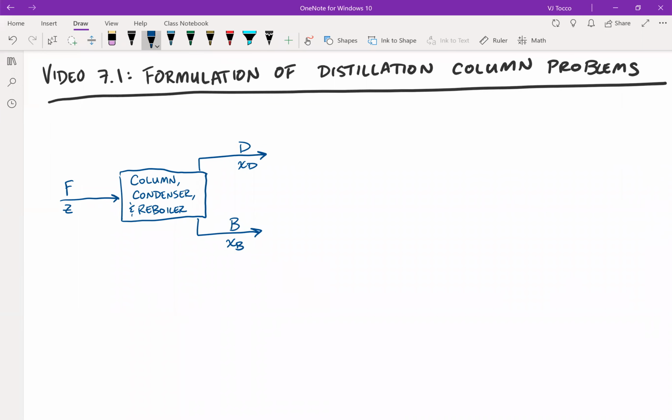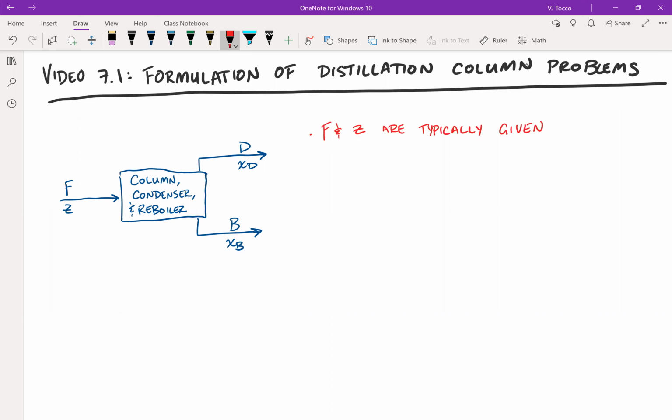Welcome back to Separations. In this video, I'll talk about how distillation column problems are typically formulated and the different classes of things that you may be asked to calculate. So the first thing you can do is draw the process flow diagram for a distillation column, very similar to how you would draw it for a single stage flash distillation.